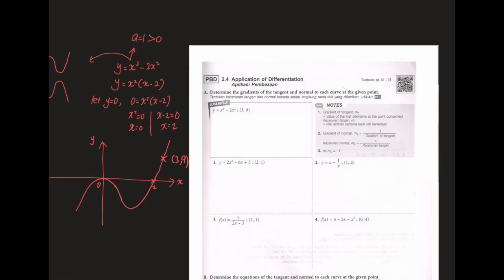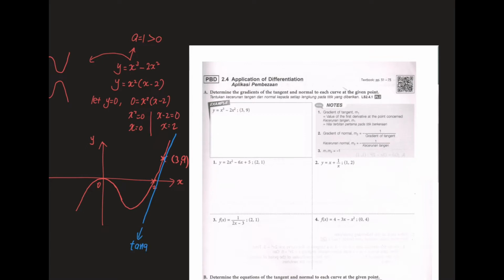They ask you to find the gradient of the tangent. So what is tangent? Let's take a look. Tangent is a straight line that passes through the given point, and at the same time it touches the curve at that point only. And that's the tangent. Okay, so again, this is tangent.